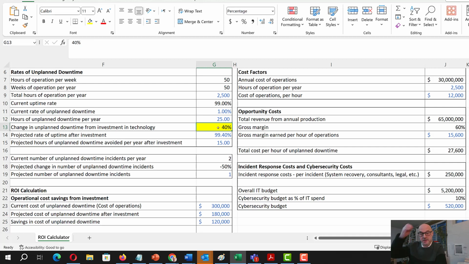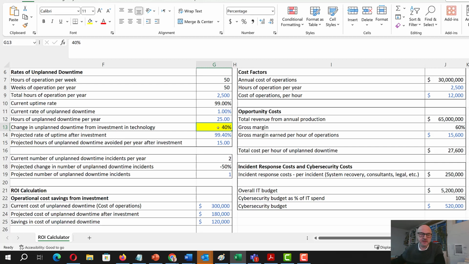The yellow box is what I would call sort of the key interrogatory, the question you want to ask to get the prospect talking. And it's basically, what would it look like if we could give you a 40% change in unplanned downtime with our technology?